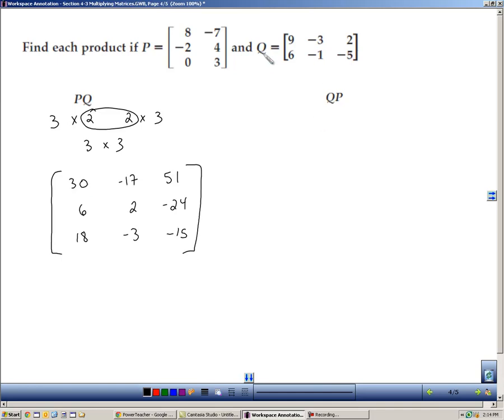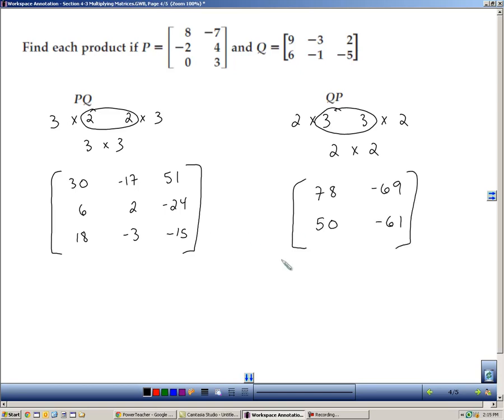And now we're going to look at what happens if we do Q times P. So we do it in the other order. So Q is a 2 by 3 matrix, and P is a 3 by 2 matrix. So we can multiply them, and our solution will be a 2 by 2. Again, I'm going to let you multiply rows and columns in the order, and here I'll just write the solution again.